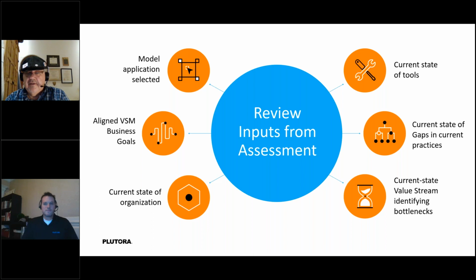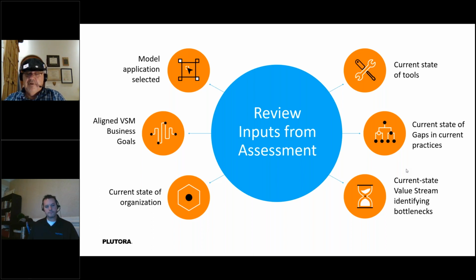So make sure that you really have all the current state data for those models, whatever that one or set of applications are. Make sure you clearly understand what tools are being used for those model applications in the current state, and what the gaps are relative to the recommended practices that came out of the assessment process. Those are what I call the 9 pillars of DevOps practices. They're very specific, and they guide you to where you have gaps relative to your goal priorities. Yep. Really understand your current state value stream map and where the bottlenecks are.